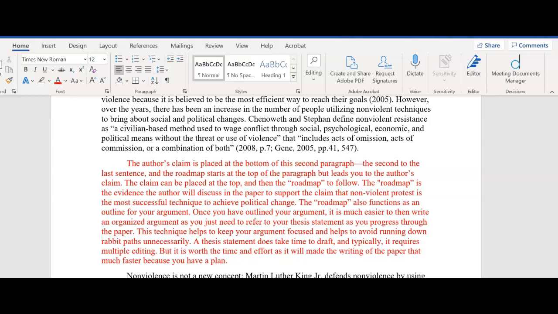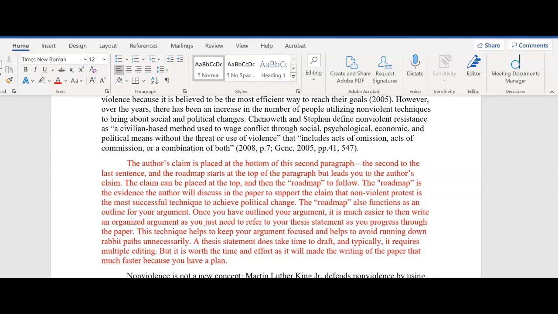And it's pretty substantive and detailed. Your reader ought to be able to read the thesis statement and have a really good idea what is contained in that paper: the claim that the author is going to defend and the evidence or the reasoning in support of the claim. So the roadmap is the evidence the author will discuss in the paper to support the claim that nonviolent protest is the most successful technique to achieve political change. The roadmap also functions as an outline for your argument.